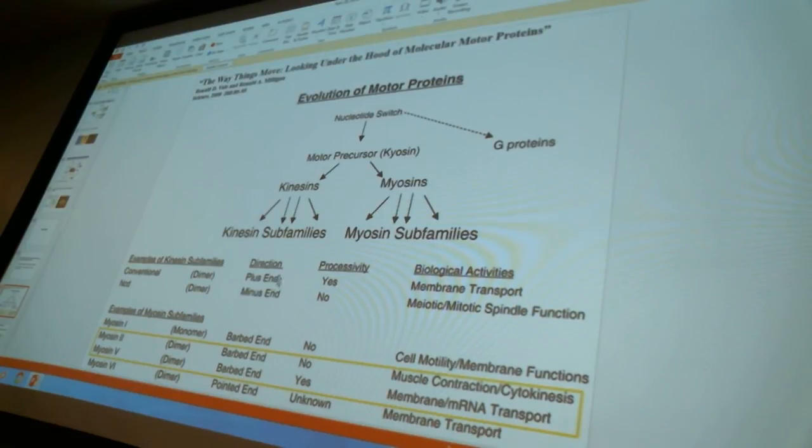And if we look at the myosins, for instance, of course, you are familiar with the muscle-related myosins, but in fact, there are different types of myosins that perform quite a variety of functions. So here, myosin 2 is muscle contraction, and myosin 5 is very important for membrane or mRNA transport. So their function in the cell is quite different, and the way their processivity is functioning as well, quite different.